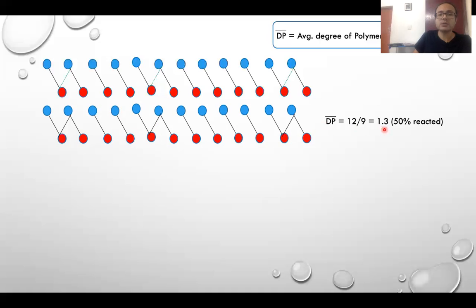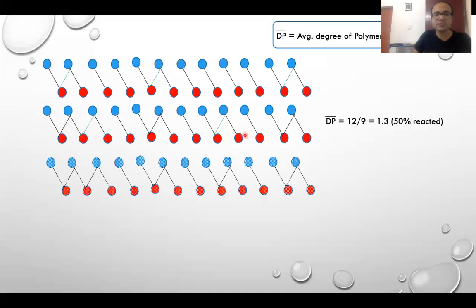Now, as the reaction proceeds further, we combine two more monomer molecules here. Let us see how many unreacted monomers are left behind. This is unreacted, this is unreacted, and this is unreacted. So a total of 3 unreacted molecules are present. Total 9 monomers have already reacted, so 9 divided by 12 is approximately 75% of the reaction has already happened.